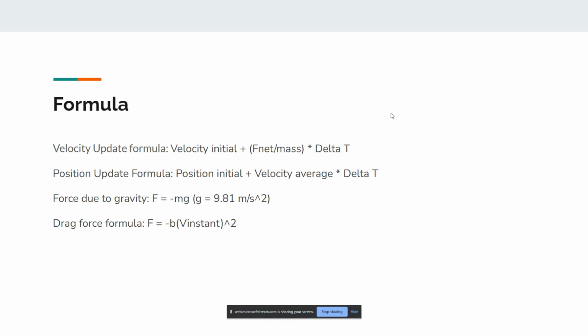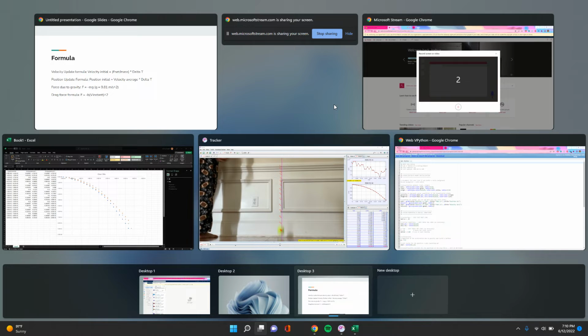out. So the formulas that we're going to be using are the velocity update formula, v initial plus F net over mass times delta t, and the position update, which is position initial plus average velocity times delta t. We're also dealing with force of gravity, so F equals negative mg, where g is 9.801. And then drag force, which is F equals negative b times v instantaneous squared, and b in this case is going to be a proportionality constant. We will look into that later.